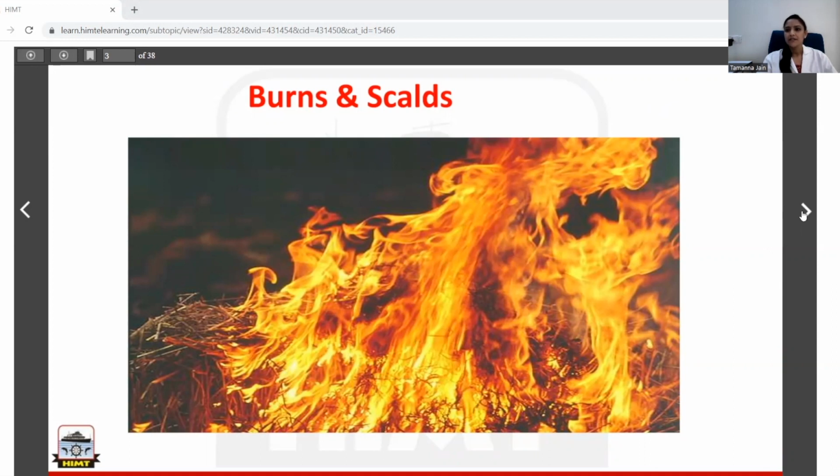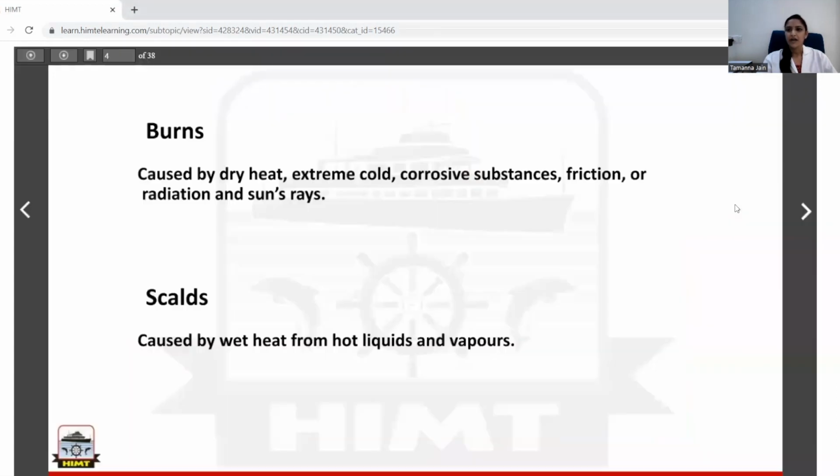Next, we are going to discuss the various causes. How do burns occur? There are a few examples given here. Burns can be caused by dry heat, extreme cold, that is frostbite and hypothermia, corrosive substances, friction, radiation, and the sun's rays. The other classification is wet burns. The better word to use would be scald, which is caused by wet heat from hot liquids and vapors.